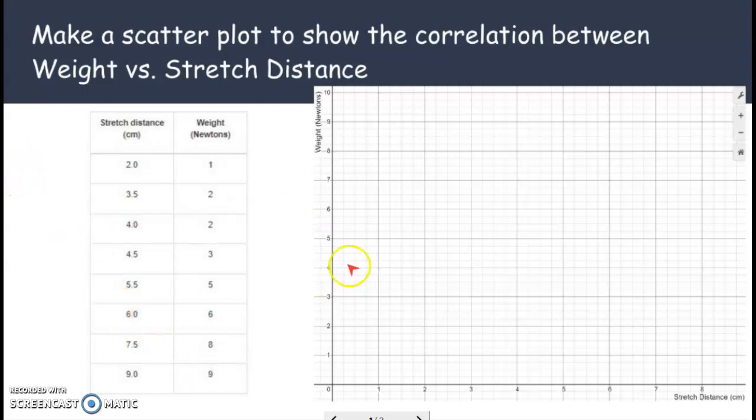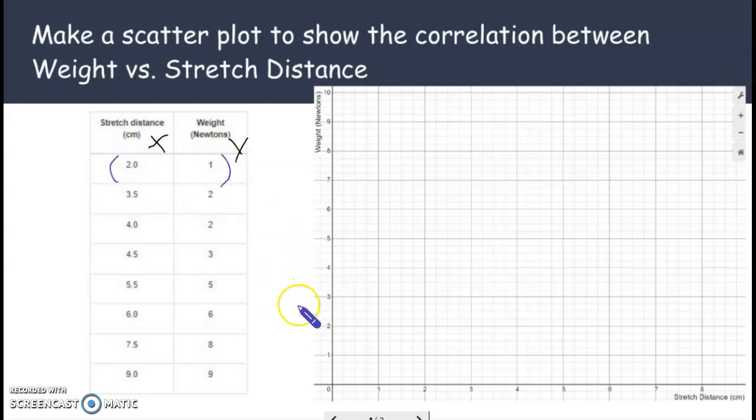So we have this table here. Our x coordinates are the stretch distance, maybe they're talking about a spring here, and the y coordinate is the weight. Alright, so then it's just a matter of plotting these points and then looking to see if we can see something about the trend.